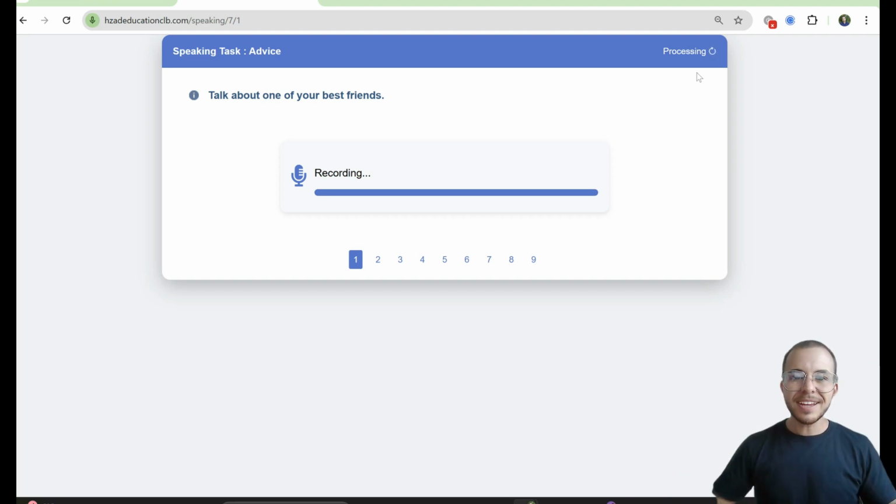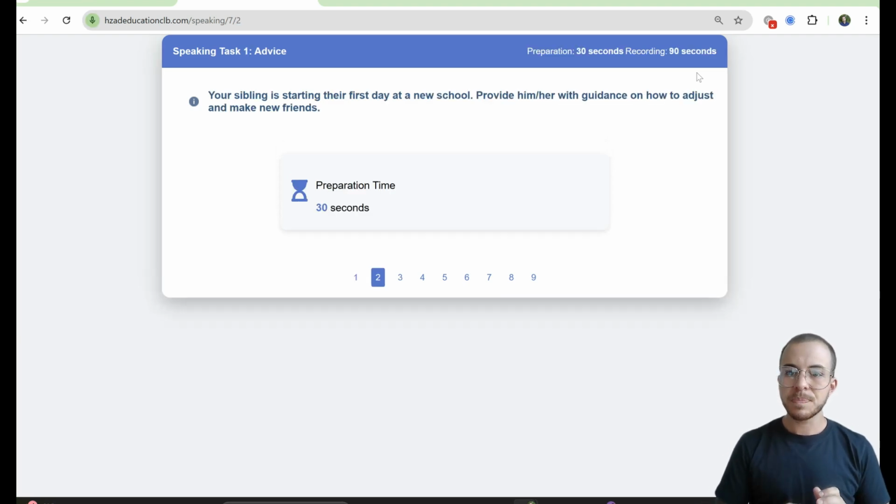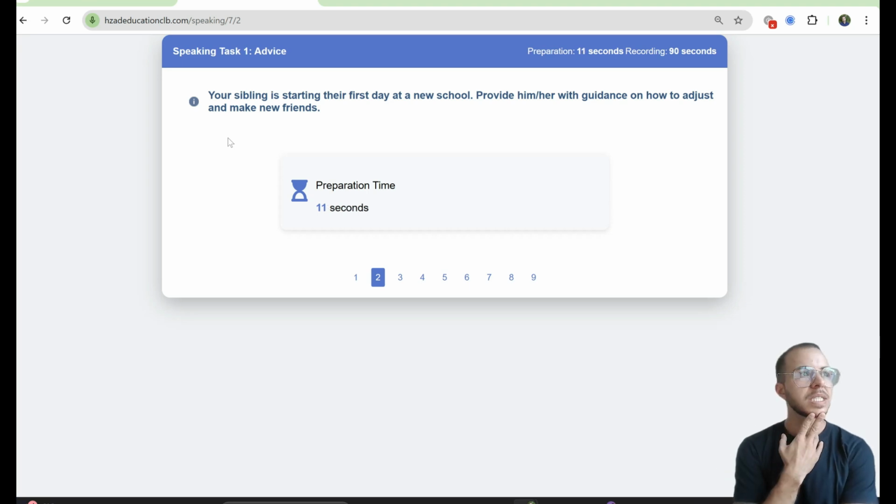Okay, we're starting good. That was not marked. It is processing my score, and then we'll go on to the very first question. 30 seconds to think, 90 seconds to speak. 1.5 minutes. Remember, these are personal questions about you. Your sibling is starting their first day at a new school. Provide him or her with guidance on how to adjust to make new friends. Okay, I'm going to think for 10 more seconds. Guidance. Start speaking now.